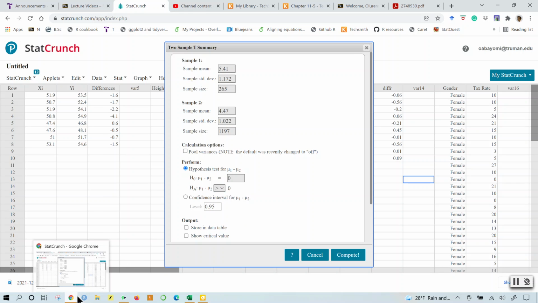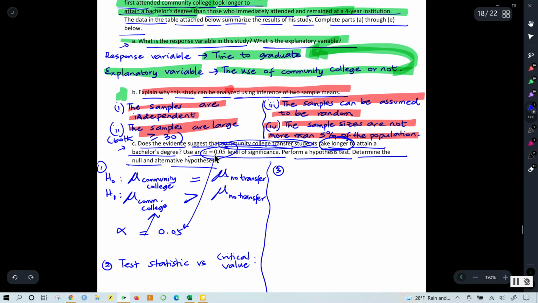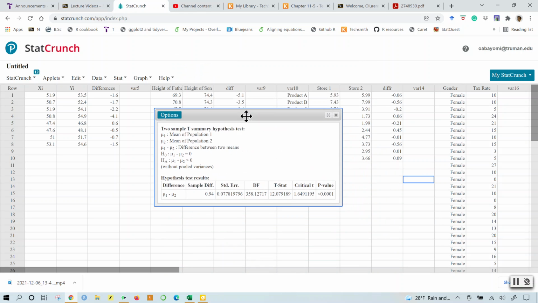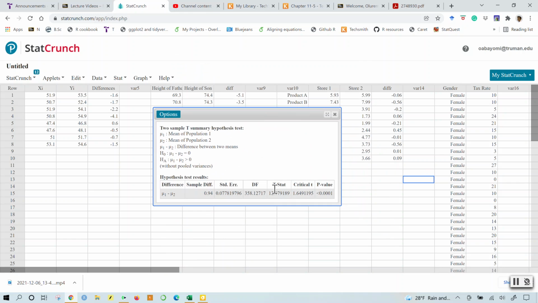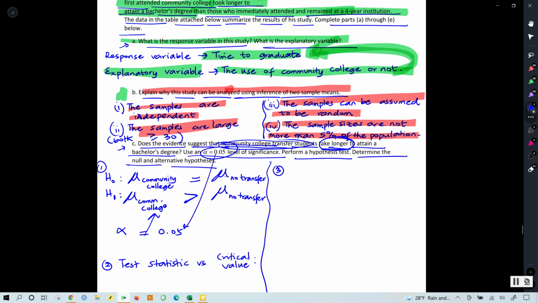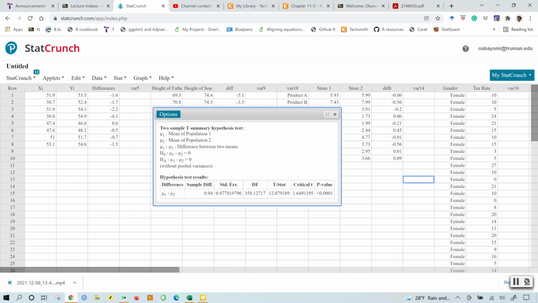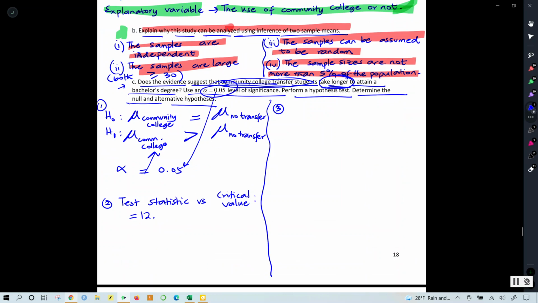And then for the next part, my level of significance is 0.05. Let me indicate that in my critical value. All right, that comes preset by default. So compute. Now that I've computed that, I have my test statistic, which is 12.08. So test statistic, and I have my critical value here. So our test statistic is 12 points, as we saw earlier, 12.08.